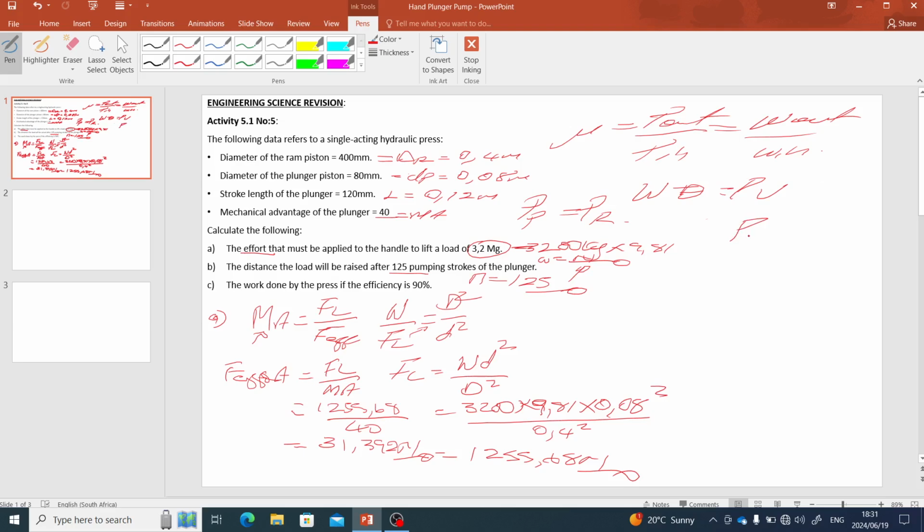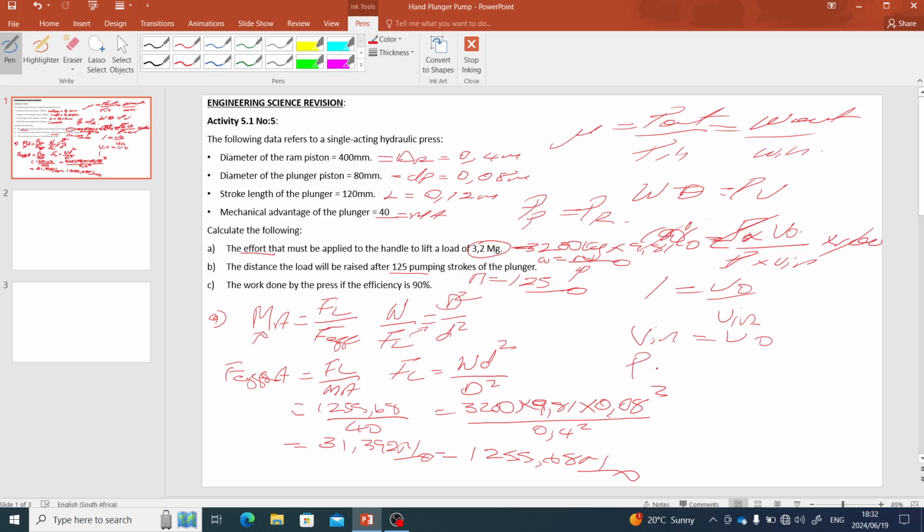It will be pressure multiplied by V out over pressure multiplied by V in. Pressure and pressure will cancel out. Then our efficiency, we assume that it is 100% multiplied by 100. 100% will cancel out with 100%. That means we will be having 1 equals V out over V in. Then when we cross multiply, we'll be having V in equals V out.